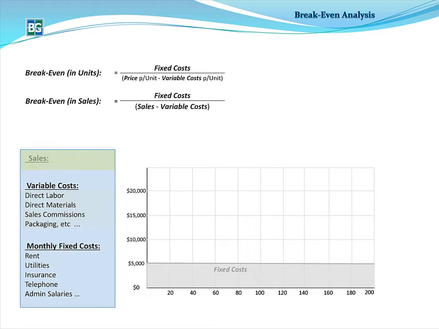Now, let's look at sales. The sales represent the selling price times the number of units sold. The units can be in hours or products.